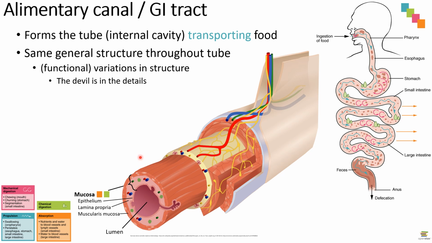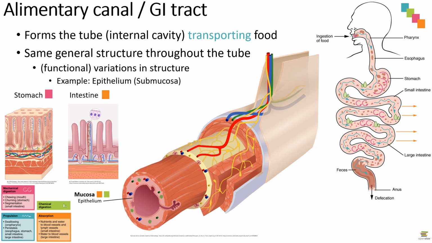So let me give you an example of some of the functional variations that occur in this tube, and we'll dive deeper into this in the next lectures. So if we look, for instance, at the epithelial layer of our mucosa, so this is the layer that's actually interacting with the contents of the tube, we can compare the structure of the stomach lining right here versus the intestinal lining.